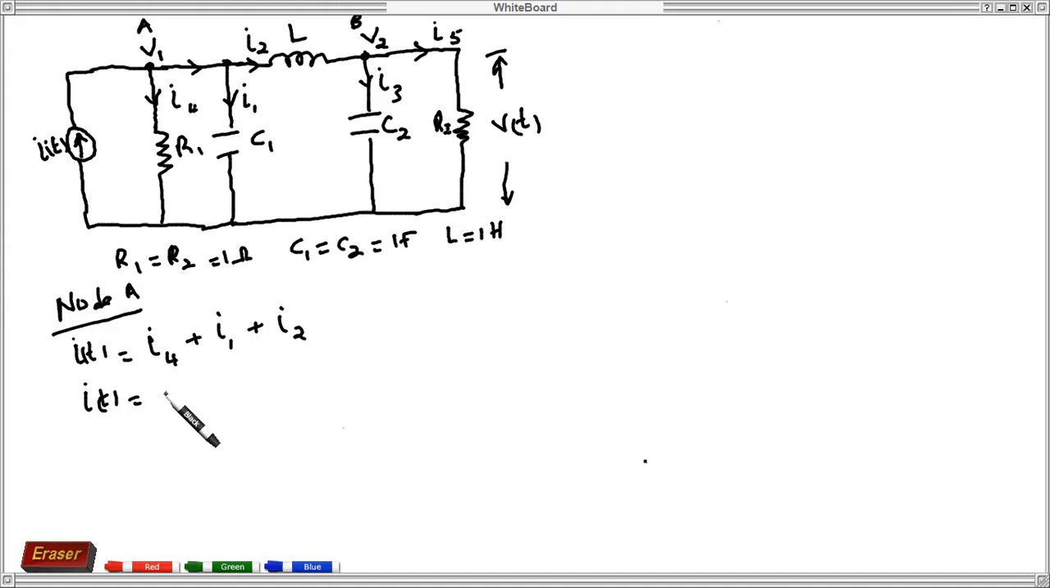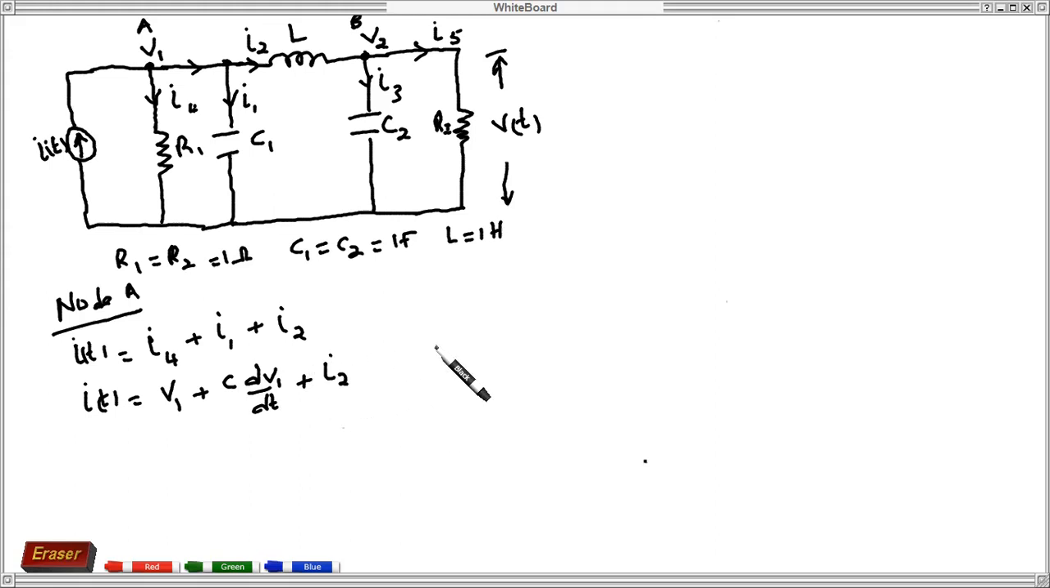is supposed to be V1 over R1, but R1 is 1 ohm, so it will just be V1, plus I1 is the current that flows through capacitor C1. Current through a capacitor in terms of its voltage is given by C dV, but now the voltage is V1, so C1 dV1 dt, plus the current through the inductor, which is I2.